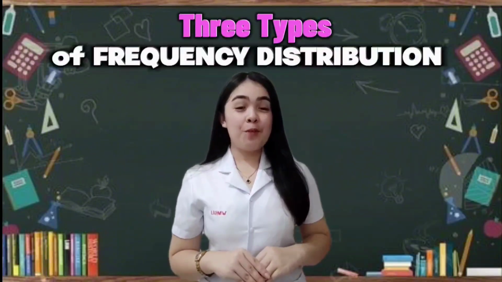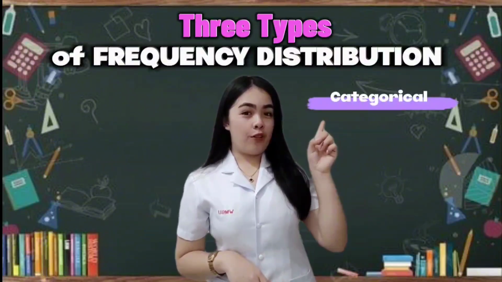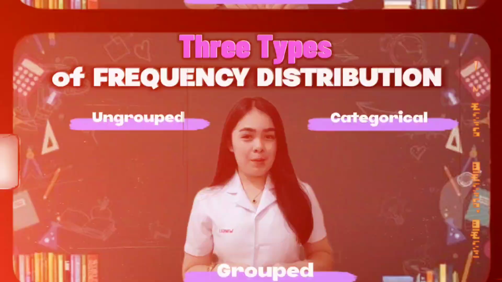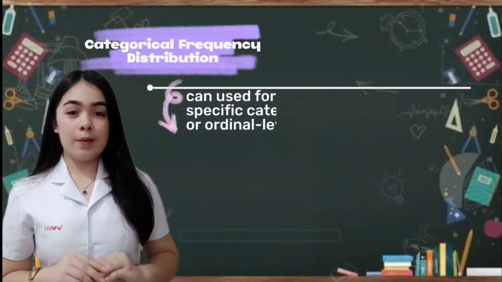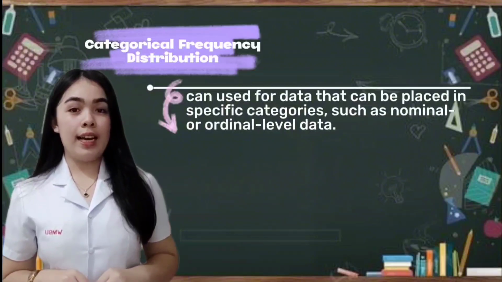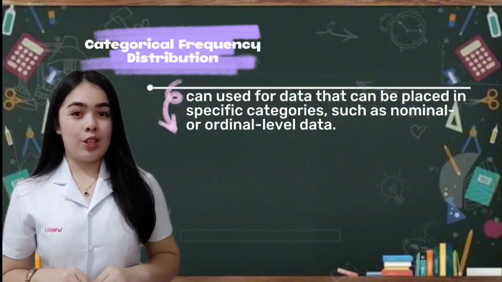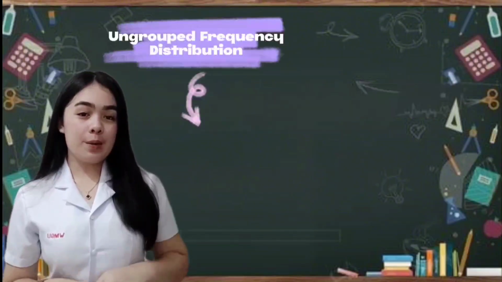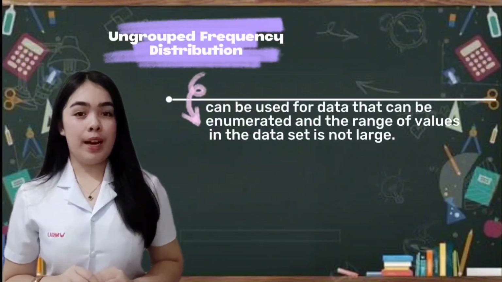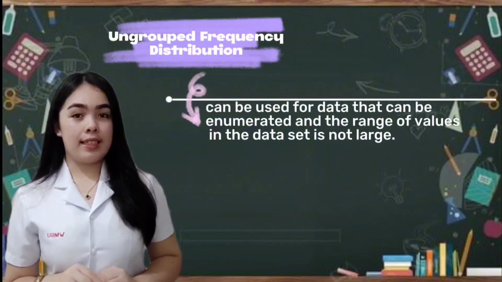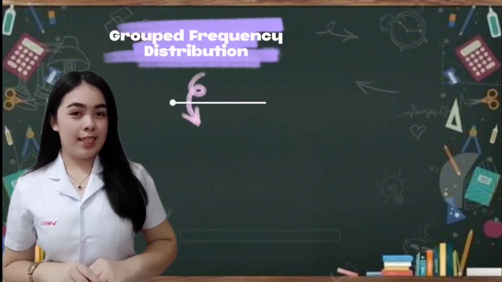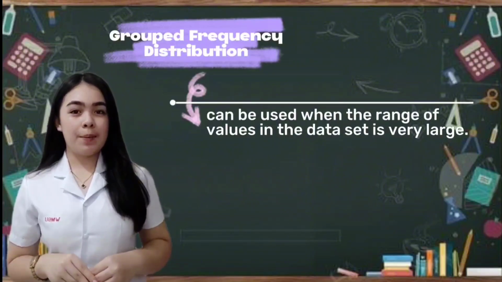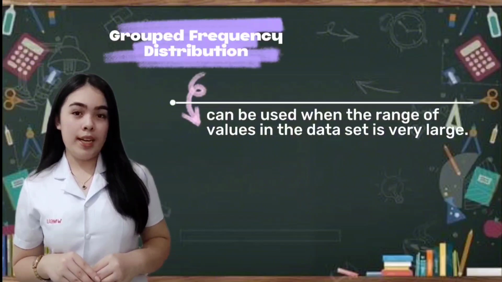There are three types of frequency distribution: categorical frequency distributions, ungrouped frequency distributions, and grouped frequency distributions. A categorical frequency distribution can be used for data that can be placed in specific categories, such as nominal or ordinal level data. On the other hand, ungrouped frequency distributions can be used for data that can be enumerated and when the range of values in the dataset is not large. While grouped frequency distributions can be used when the range of values in the dataset is very large. The data must be grouped into classes that are more than one unit in width.